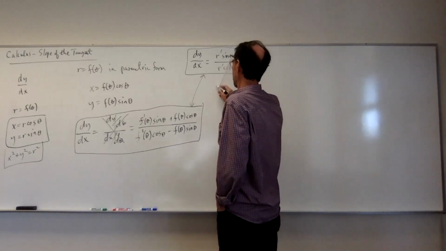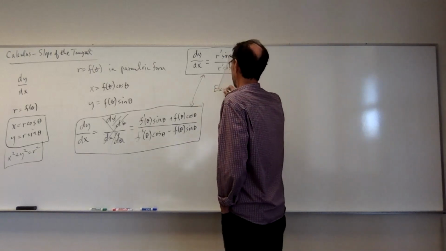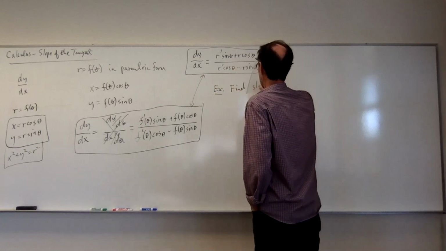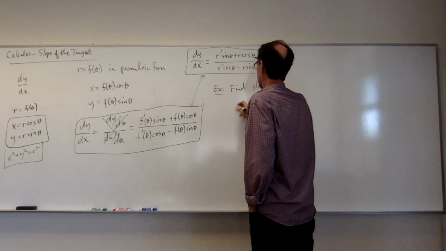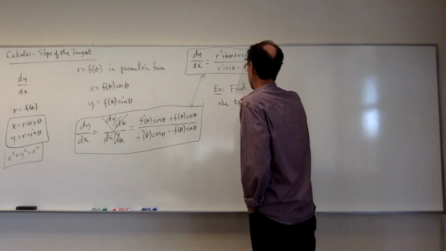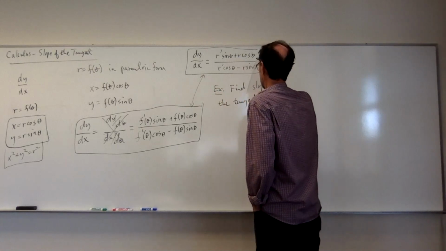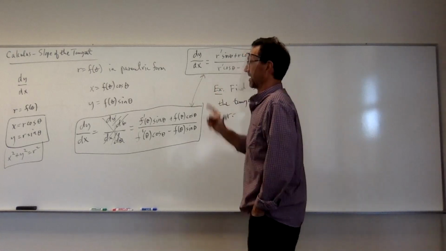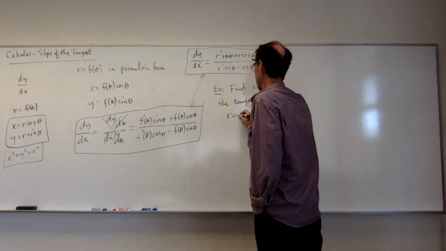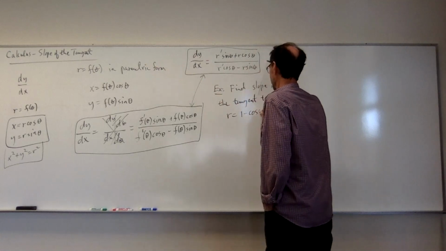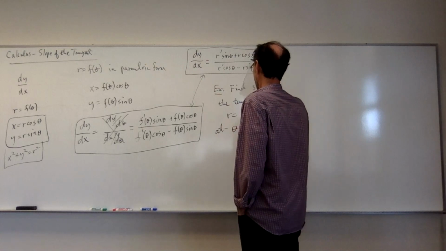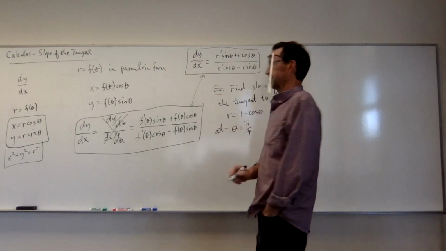And let's follow up with an example. Find the slope of the tangent to r equals, that function was 1 minus cosine theta, right? I want to use the graph on the board. At theta equals pi/4.